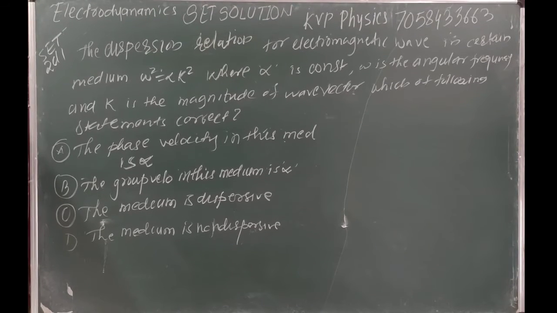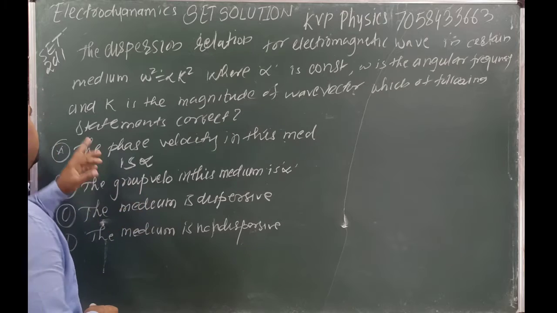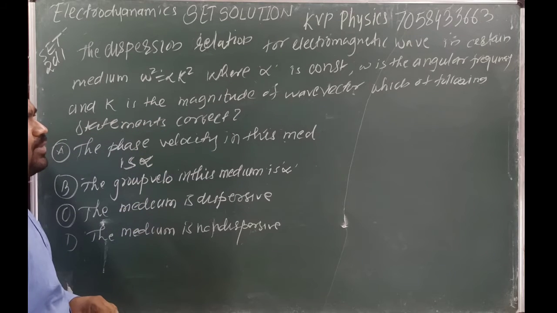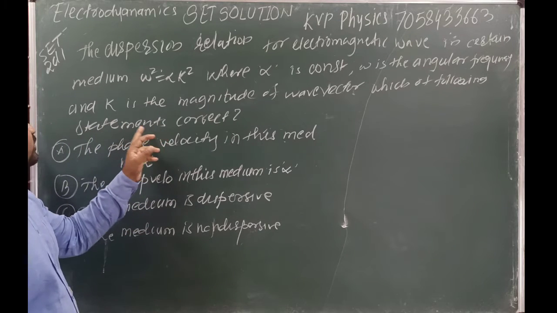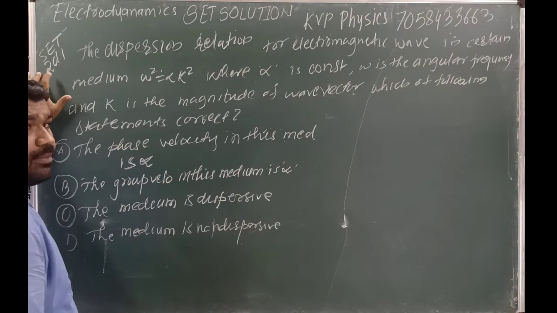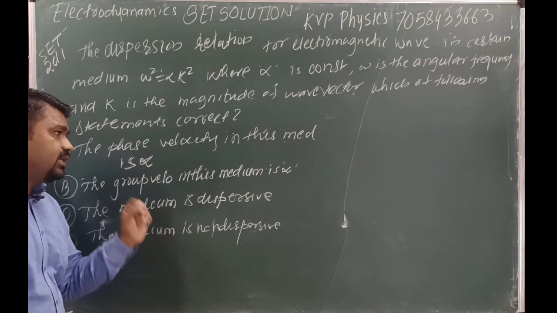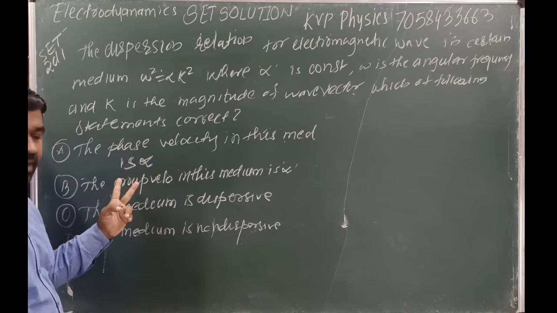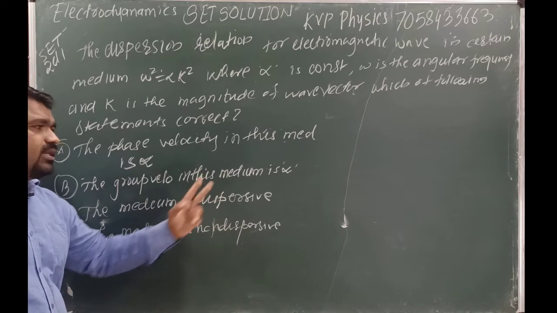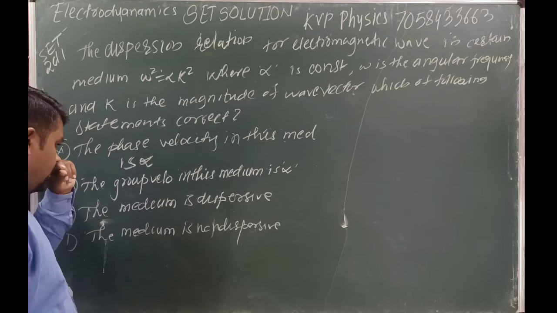Next question. The dispersion relation for an electromagnetic wave in a certain medium is omega square is equal to alpha k square, where alpha is a constant, omega is the angular frequency and k is the magnitude of the wave vector. Which of the following statements is correct? This is the 2011 Maharashtra set. First one, the phase velocity in this medium is alpha. Second one, the group velocity in this medium is alpha. Next, the medium is dispersive. Next, the medium is non-dispersive.